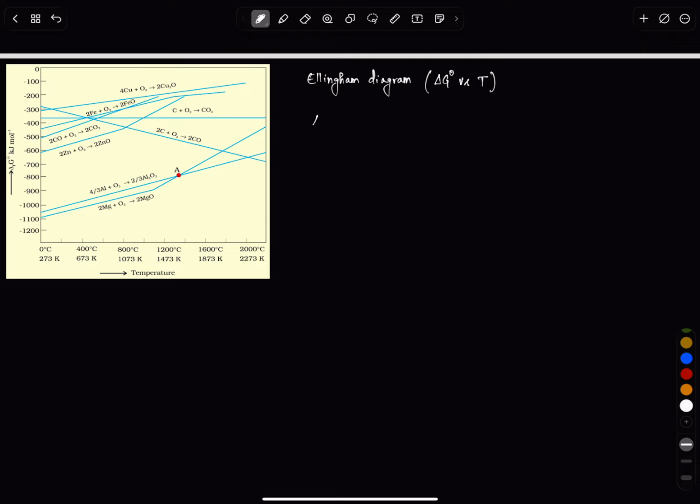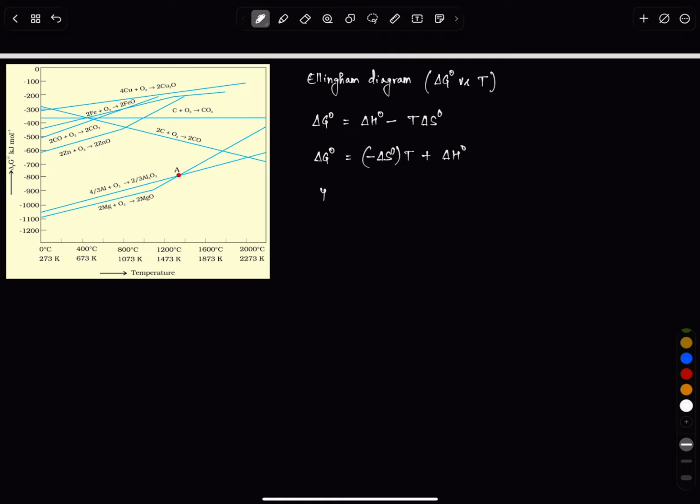I'm sure you all have read about this particular equation. Delta G naught is equals to delta H naught minus T delta S naught. And you can derive this equation using second law of thermodynamics. Now let's write this equation like this. Delta G naught is equals to minus delta S naught into T plus delta H naught.